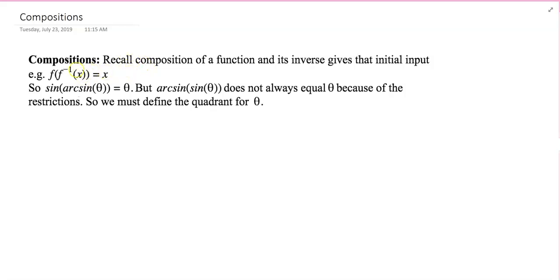Okay, let's talk about compositions. Remember when we talk about composition of functions, f of f inverse of x was equal to x, and f inverse of f of x was also equal to x. With inverse trigonometric functions this is not always true. Sine of arcsine of theta is equal to theta, but arcsine of sine of theta does not always equal theta because of the restrictions. It is only equal to theta when it is in the restricted area. All right, let's look at an example.